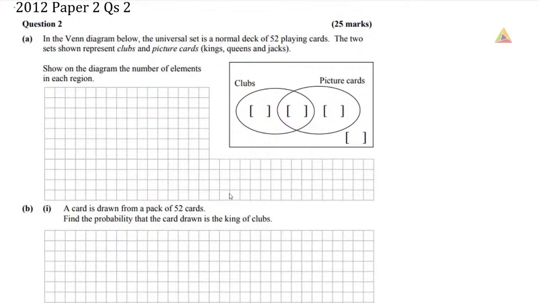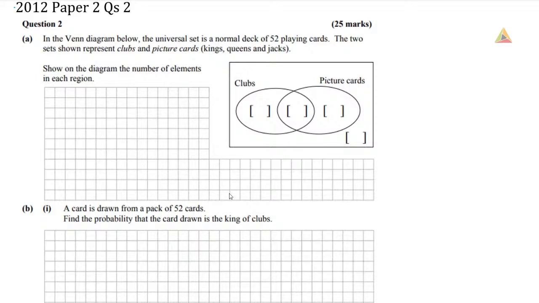So this one we have to fill in all of the Venn diagram. And for this question, we just need to remember what a pack of playing cards is. We're familiar with coins, heads and tails. We're familiar with the dice, so there are 6 sides on the cube. But when we're dealing with a pack of playing cards, just remember that there are 52 playing cards.